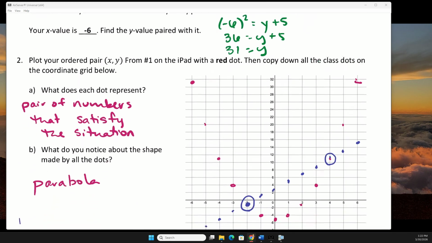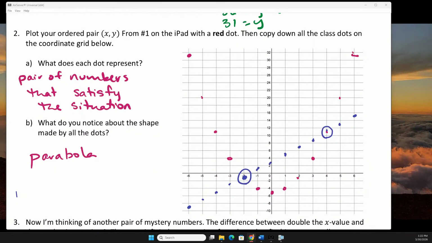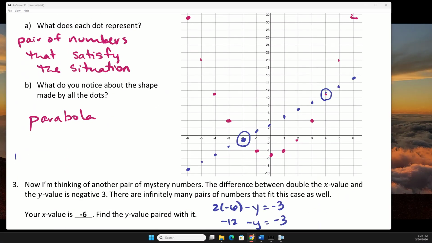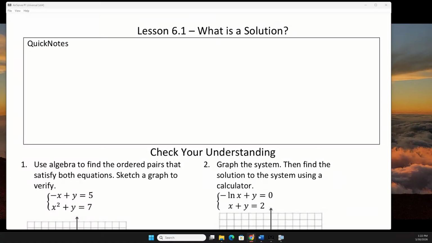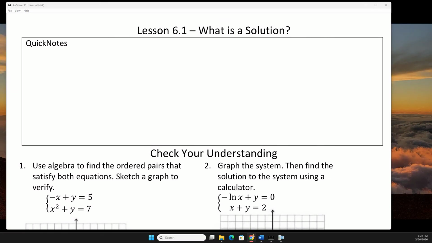All right, so we found where both graphs intersect, which will be a pair of numbers that satisfy both situations. Okay, so what we just did is solve a system of equations. And so this next unit that we're going to do, Unit 6, is on systems of equations. So let's write what a system of equations is.